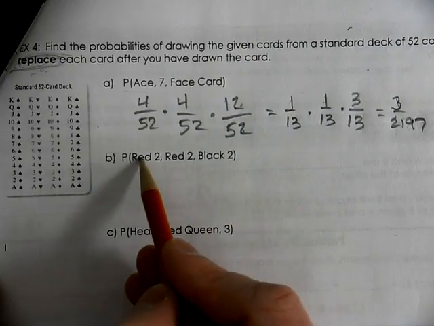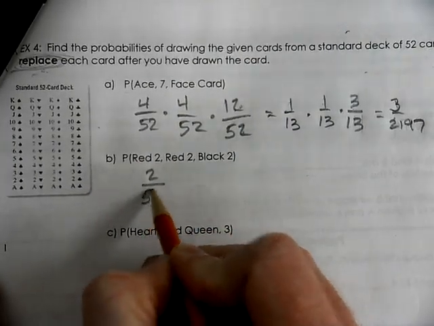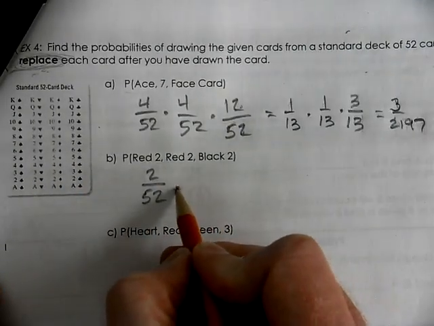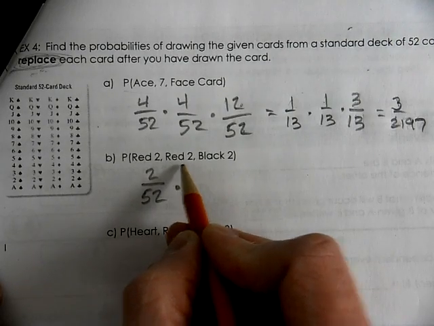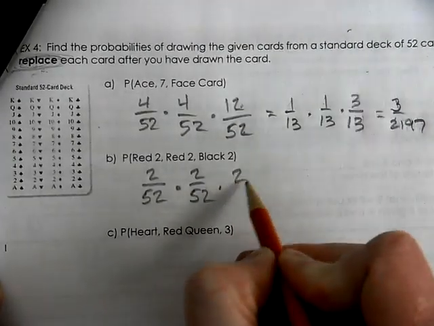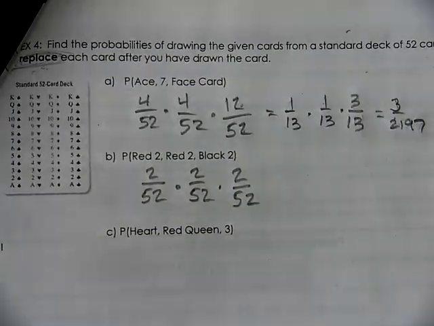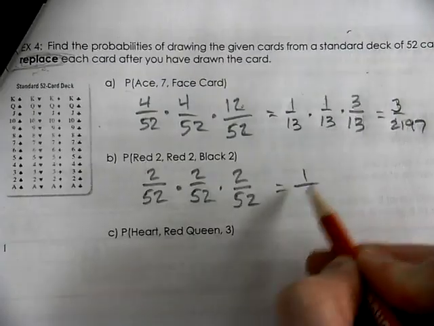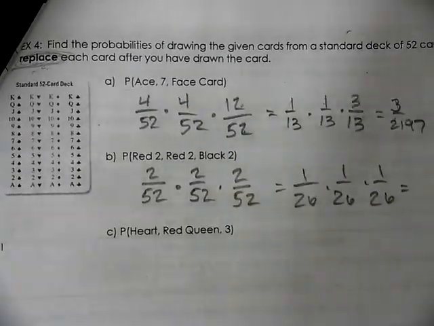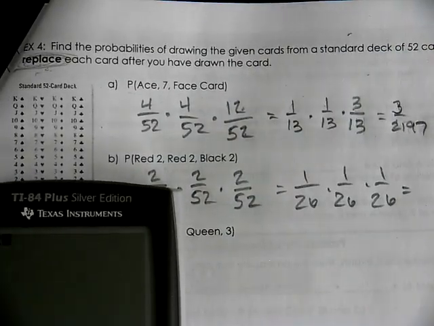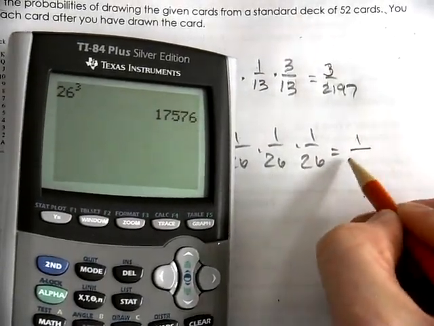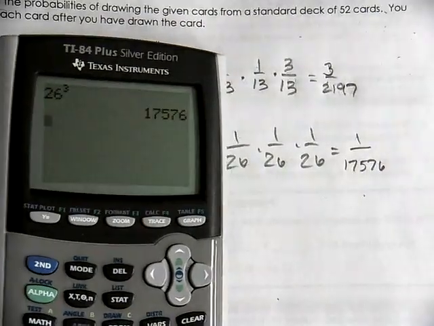What's the probability of a red 2? There's 2 red 2s, 2 of diamonds, 2 of hearts. Then you're going to pick another red 2 after you replace it. Then you're going to pick a black 2. One out of 26, 1 out of 26, 1 out of 26. The calculator would be handy for that. So this is 1 out of 17,576.